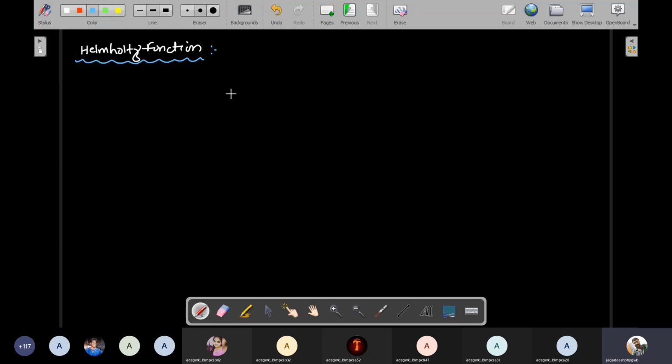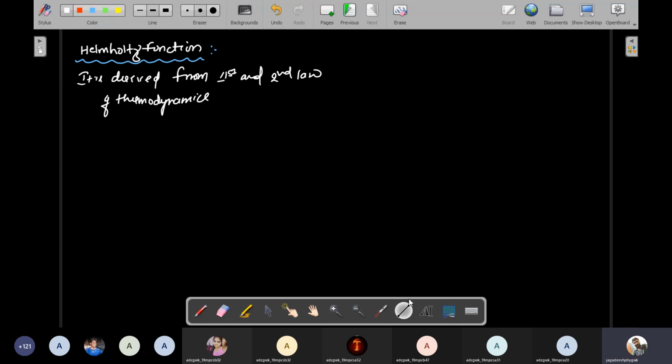Okay. So it is derived from the first and second law of thermodynamics only. We already discussed what the first and second laws of thermodynamics are, and how they are converted, in the previous topic, internal energy.